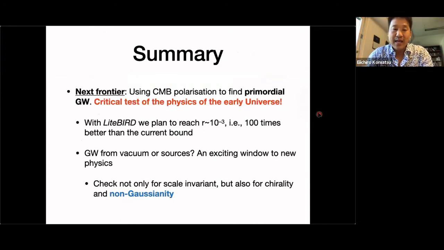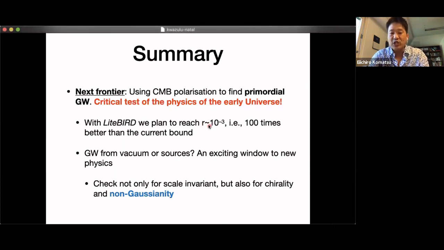What I wanted to say is the next frontier in cosmic microwave background research is to find primordial gravitational waves from the early universe. Now, inflation looks great. It's consistent with everything we see. But maybe, to really make the strongest possible case, to find the definitive evidence for inflation, we would find B-mode polarization from gravitational waves. With LiteBIRD, we plan to reach 10⁻³, so 100 times better than the current bound.